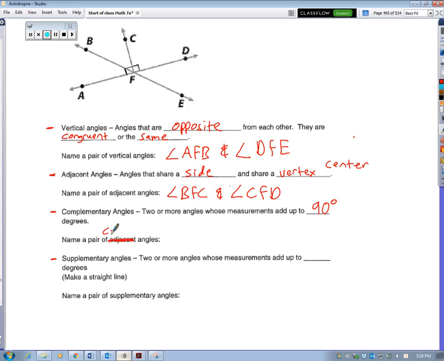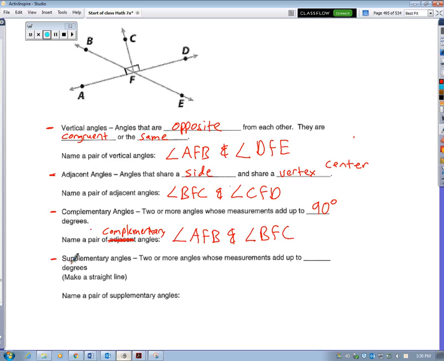Let me change the wording on that. Okay, there we go, complementary angles. Let's go ahead and name those. We have angle AFB. And then we're going to also name this one here. We have angle BFC. Okay, so there's our complementary angles. We only had one set of complementary angles.